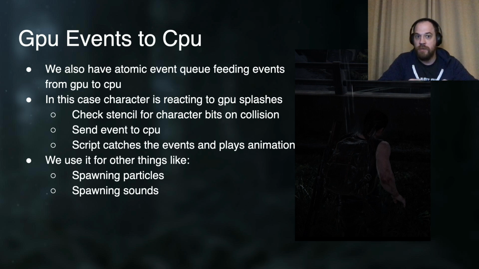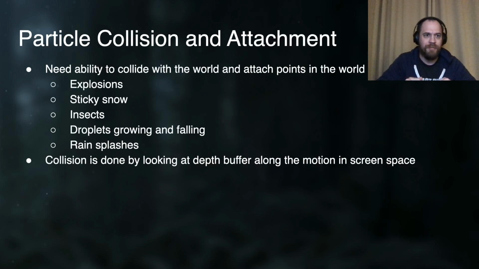So read them on the CPU, and then we send them to scripts or whatever. In this particular case, there was a script running and catching those events and making her play that gesture. We use that queue also for spawning particles and spawning sounds. Very, very useful to be able to send information in terms of events from GPU to CPU.